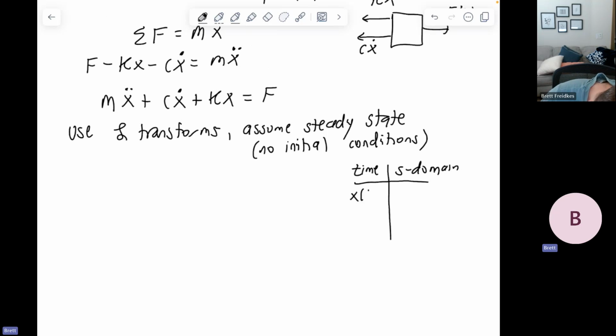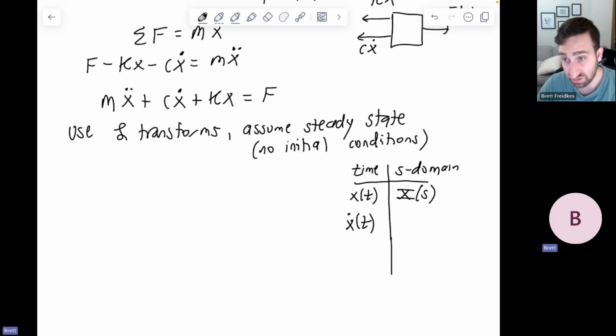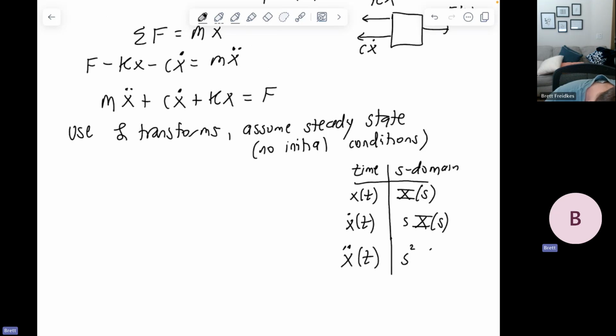If you have x of t, the Laplace transform becomes x of s. If you have the derivative of x, x dot of t, we'll have the same x of s, but we will also have a factor of s in the front. And then similarly, when we get to the second derivative, we'll have two factors of s in the front. And note, there are other terms here that you would subtract off from those first and second derivative terms, but if we assume no initial conditions, they go to 0. So that's what we got.